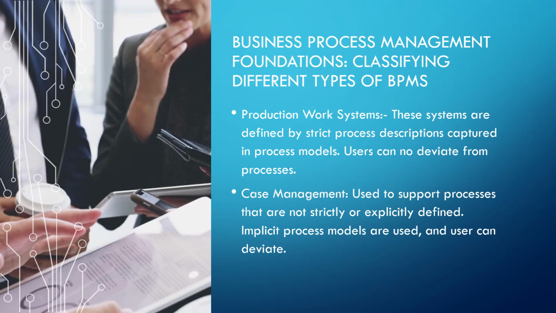So next we'll talk about production workflow systems and case management systems. Production workflow systems are the most prominent type of BPMS. Some examples include IBM Business Process Manager, Bizagi Studio, and Camunda BPM. In these systems, work is routed strictly on the basis of explicitly defined process descriptions captured in process models. The management of operational data is typically handled by a complementary data management system.